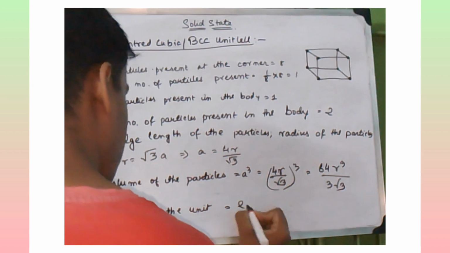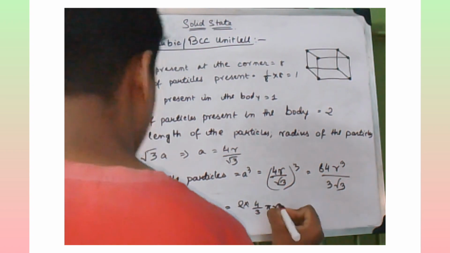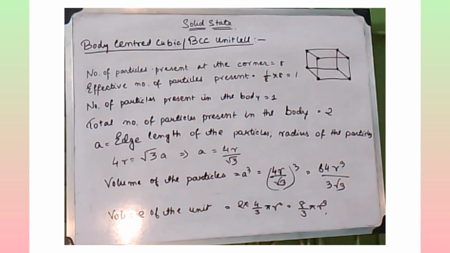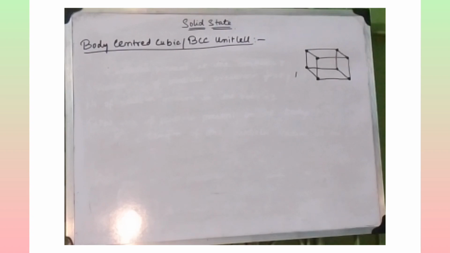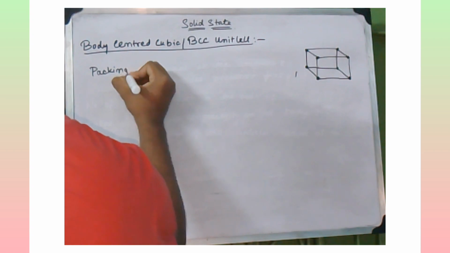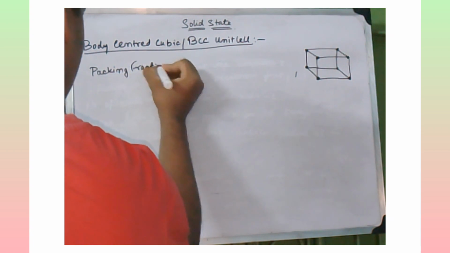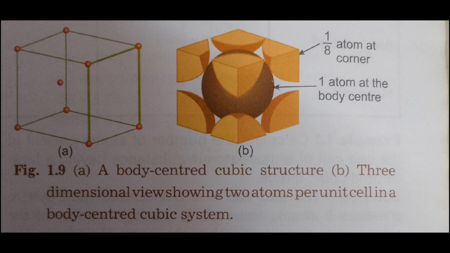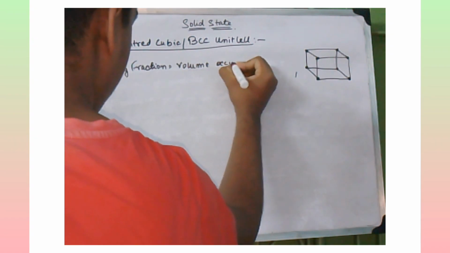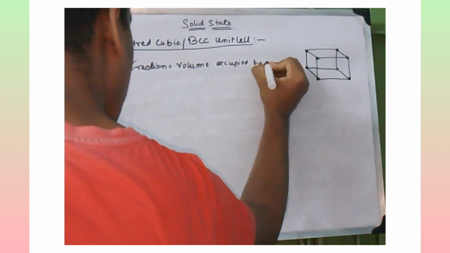Volume of the unit cell will be 2 into 4 by 3 pi r cube, which will result to 8 by 3 pi r cube. To understand it in more detail, I will later share the picture of the body centered cubic unit cell. But first, I have to complete the formulas and discuss them with you.